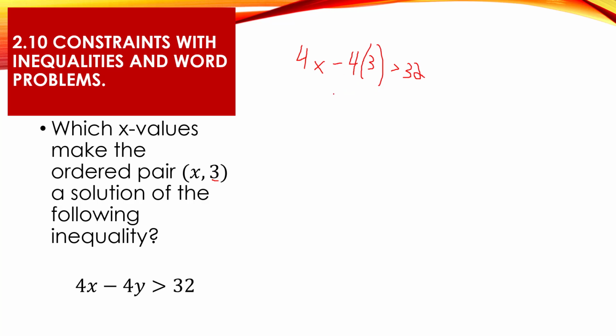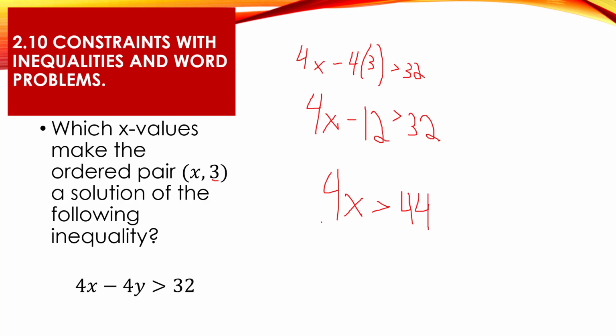All right, so we combine what we have, 4x minus 12 has got to be greater than 32. Add 12 to both sides. 4x has got to be greater than 44. Divide by 4 and x must be greater than 11. So any value where x is greater than 11 would satisfy this ordered pair for this given inequality.